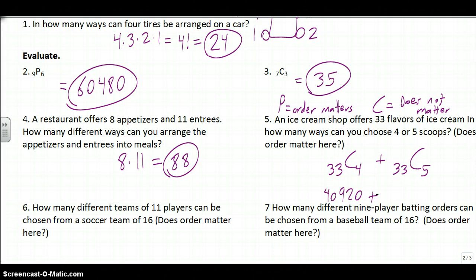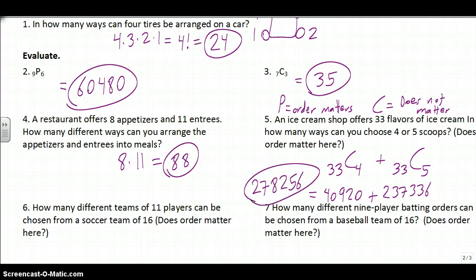33 combination 5 is 237,336. So you add those two together, and you get a measly 278,256 different combinations to do 4 or 5 scoops of ice cream.